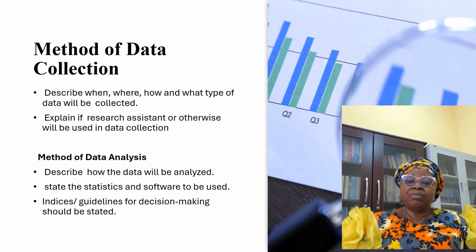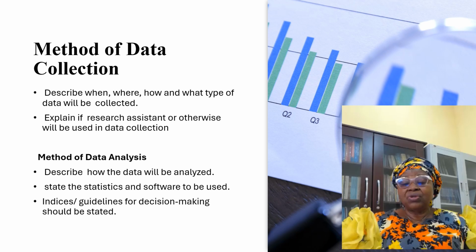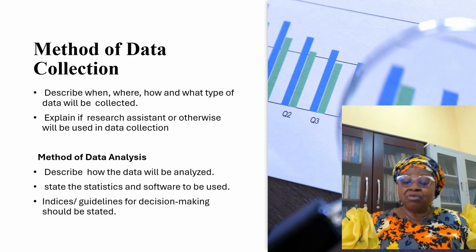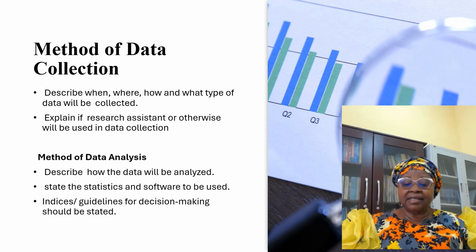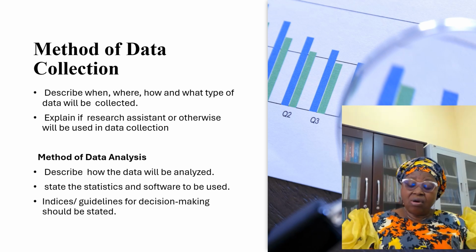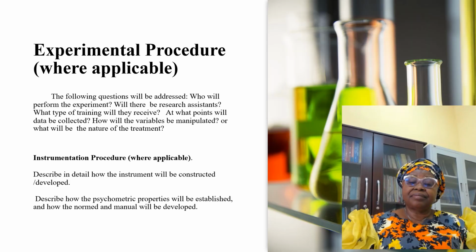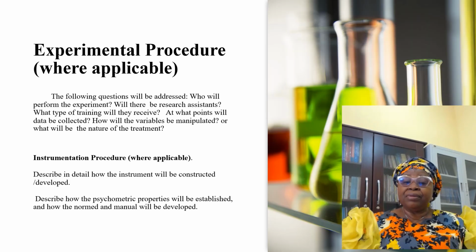Describe how the data will be analyzed. State the statistics and software to be used. Indices or guidelines for decision making should also be stated. It's not when you get to chapter 4 that you begin to tell us that you are going to accept this figure if it is like this, like that. No, it has to be stated here. Chapter 3 is where you report all your activities. So, experimental procedure, if it's applicable.